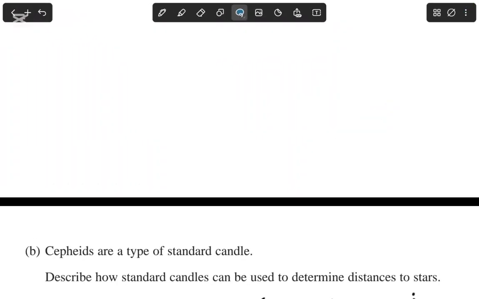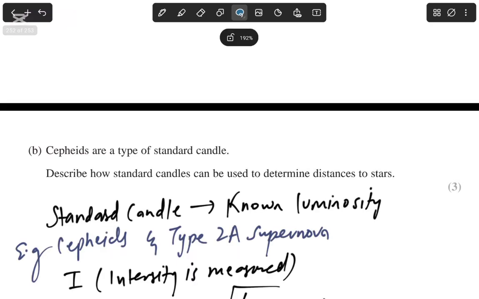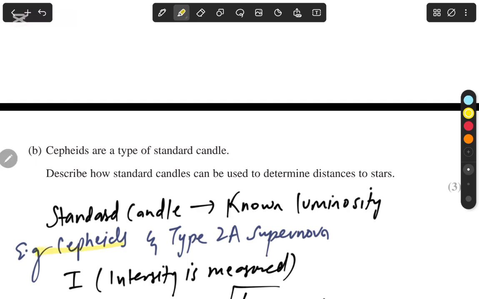Cepheids are a type of standard candle. Describe how standard candles can be used to determine the distances to stars. It's 3 marks, so you can try it and I'll show you the answer. So first of all, a standard candle is a star with known luminosity. Example, Cepheids and type 1a supernova. This is the extra point right there. It's not really an answer.